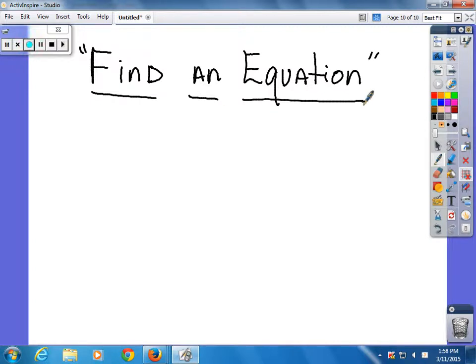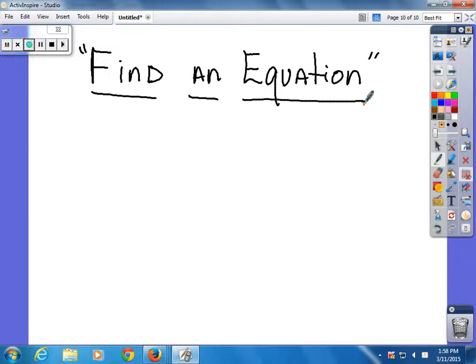Find an equation. Now I'm giving you pretty much about 60% of the test when I'm showing you how to calculate the slope and how to find an equation. The rest is graphing the lines.